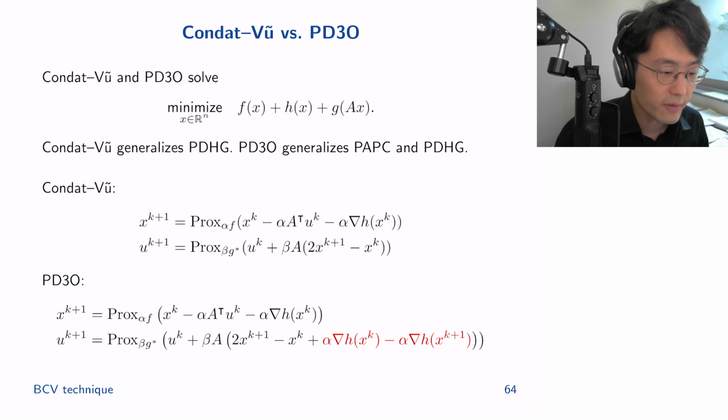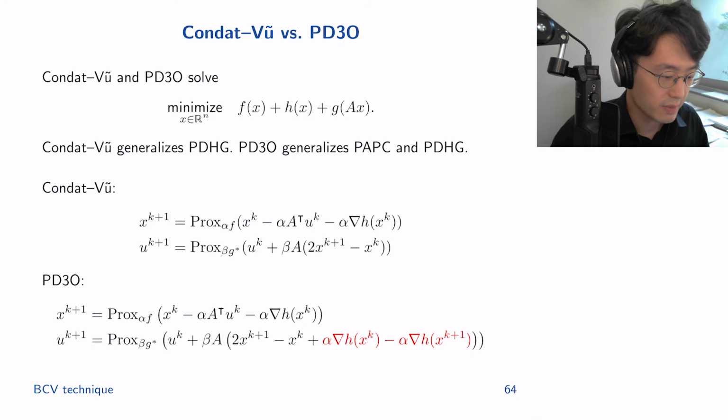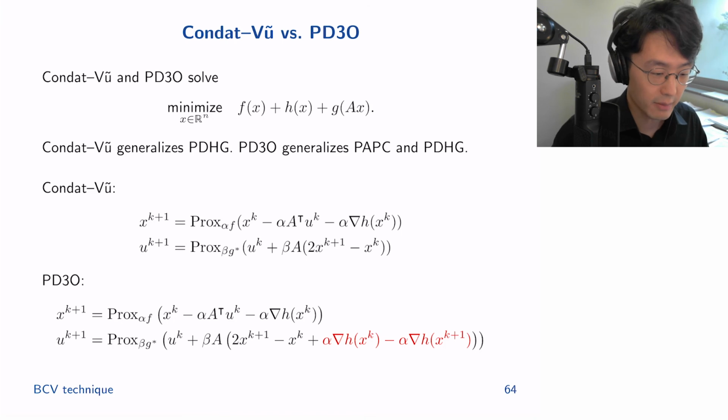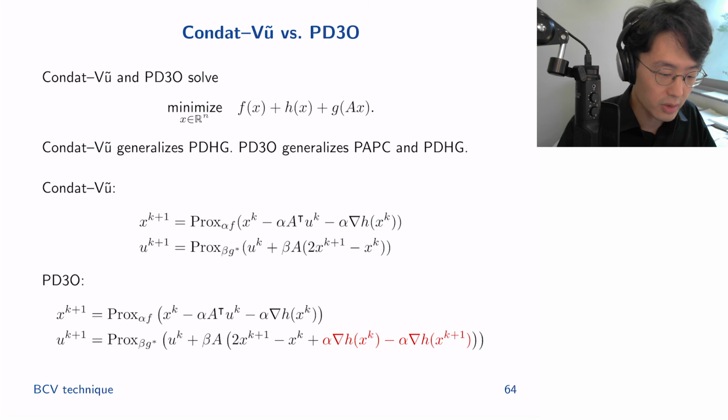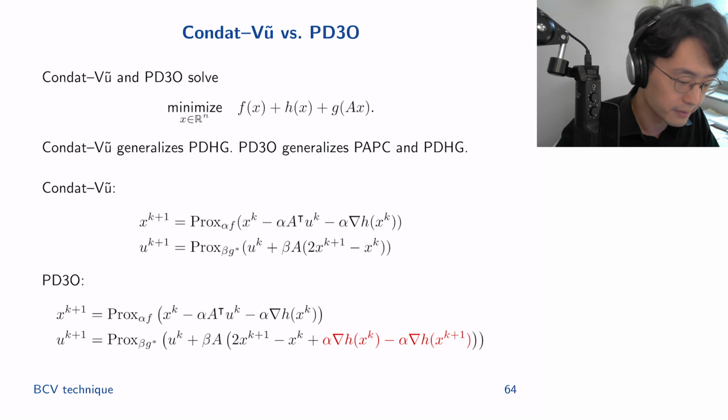The two methods, Condat-Vu and PD3O, both solve this same optimization problem. Condat-Vu generalizes PDHG, whereas PD3O generalizes PDHG, but it also generalizes PAPC at the same time. The Condat-Vu method has this form. Again, Condat-Vu generalizes PDHG. So if we were to eliminate the h function, then we would recover PDHG. But in the case of Condat-Vu, we have the function h, so that enters here.